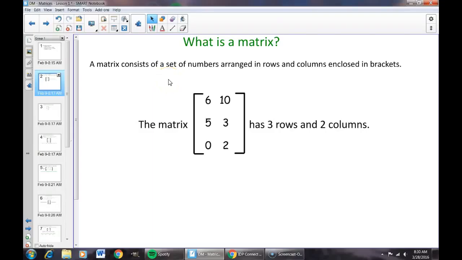What is a matrix? A matrix consists of a set of numbers arranged in rows and columns enclosed in brackets. So when we see numbers represented in this way with these square brackets around them, we call this setup a matrix. The example on the screen shows a matrix that has 3 rows and 2 columns. We call this type of matrix a 3 by 2.